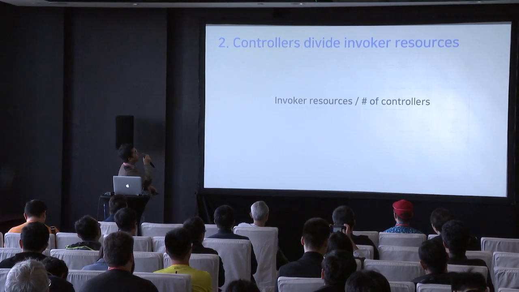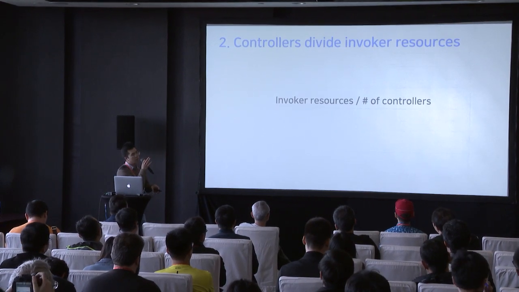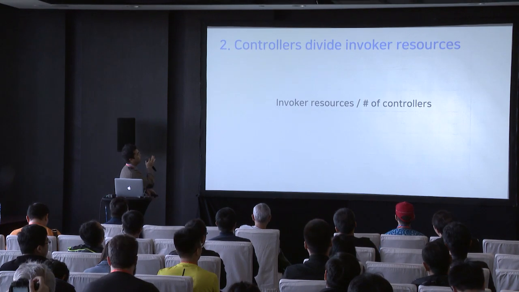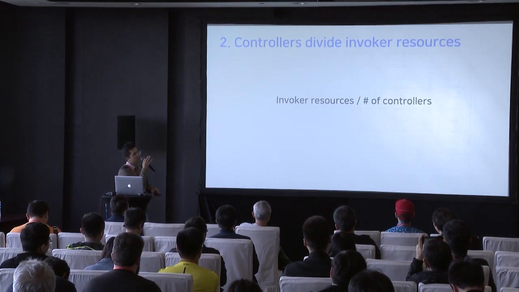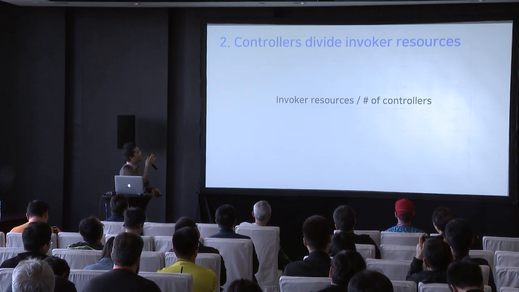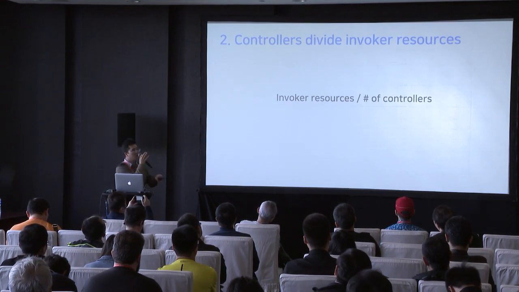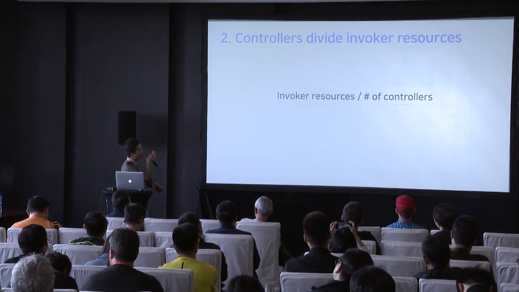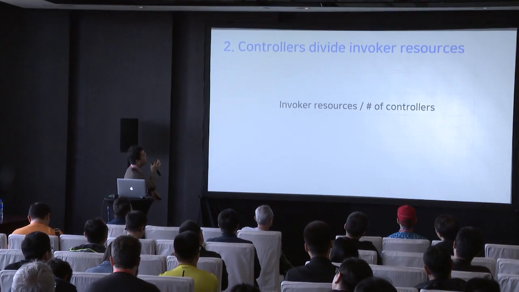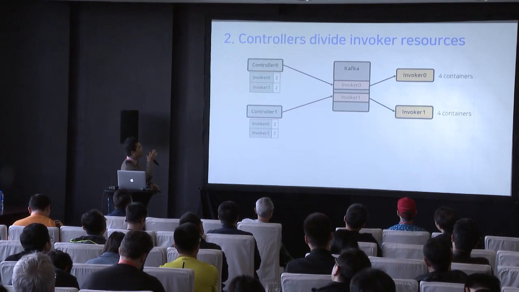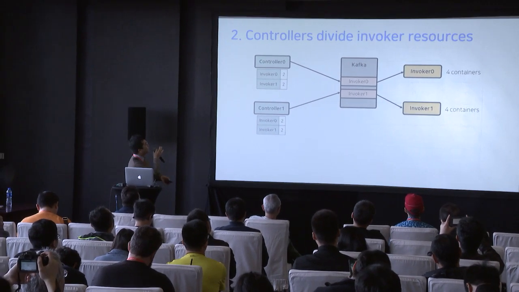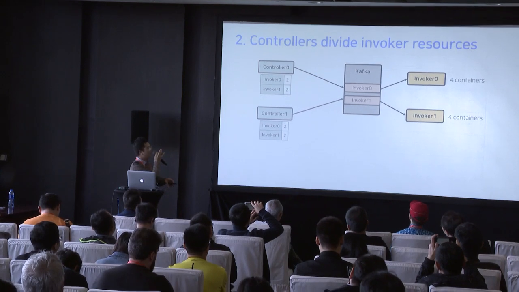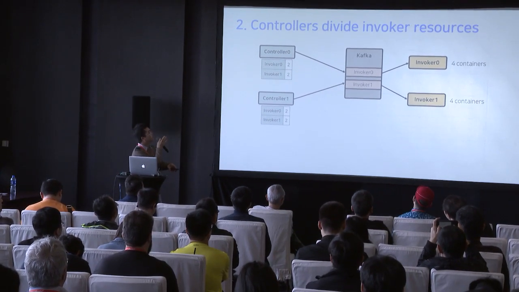And for the issue that one controller needs to consider other controllers' decision choices, OpenWhisk uses a sharding strategy to divide each invoker's resources into different and independent parts and assign each part to each controller. So with this approach, the decision on one controller will not affect other controllers' resources.